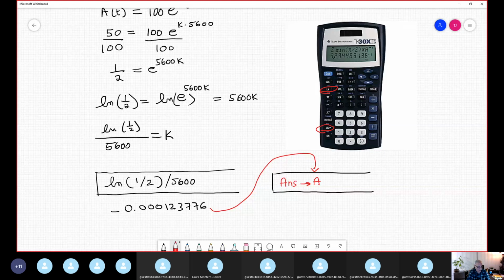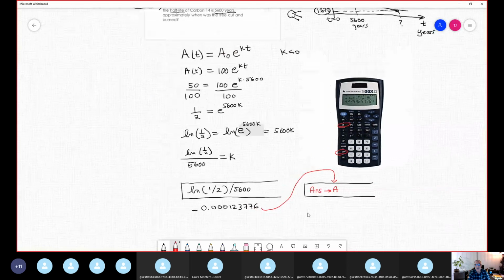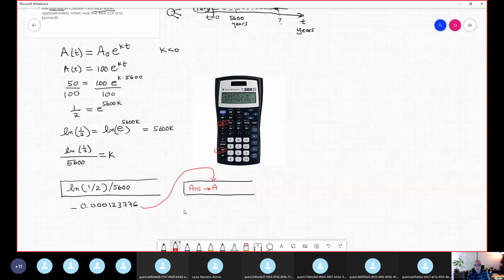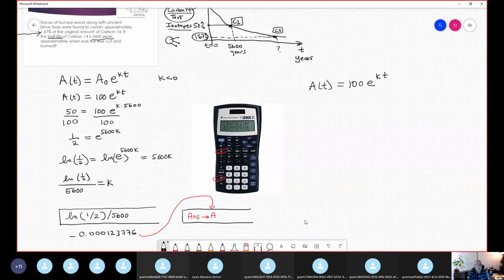K negative. Okay, now in order to finish my problem, I come back to the original equation, which is this. The amount of substance at any time is equal to the initial, 100, e to the kt. The difference is now I have k in the memory. The amount is 1.67, the concentration of carbon-14 at this time. Now, this is the present time, 1.67.